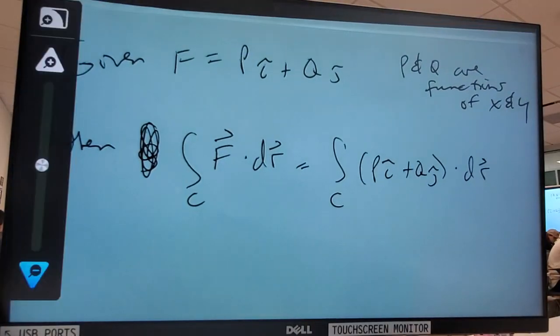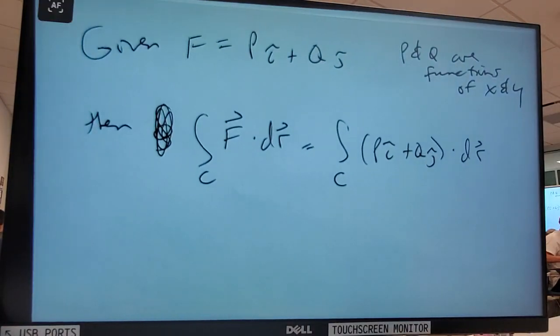All right, guys, just to get us moving in the direction of the next section. Let's say I'm given a vector function, vector field, P i hat plus Q j hat. P and Q are both functions of x and y. This is 16, sort of. It's getting in that direction. It's kind of like a bridge.